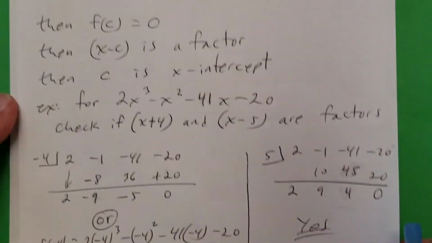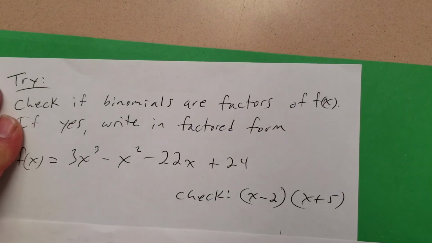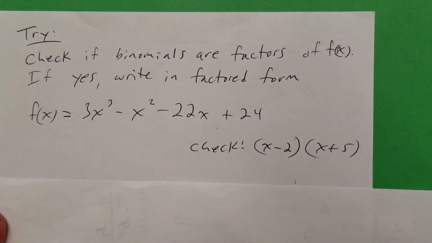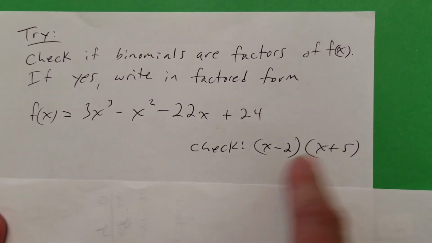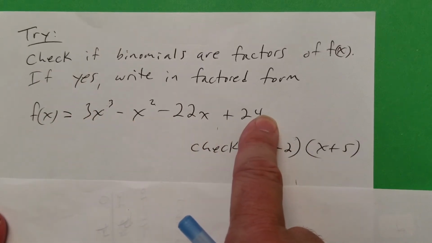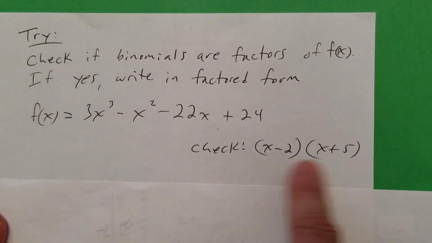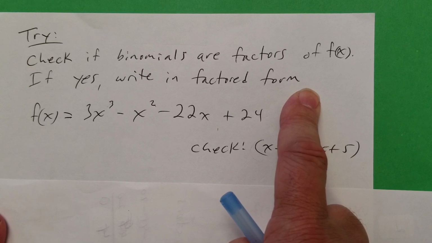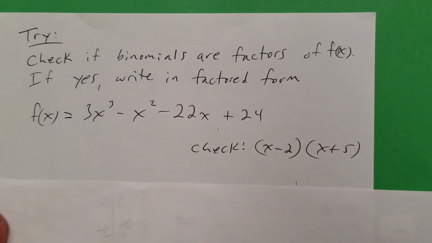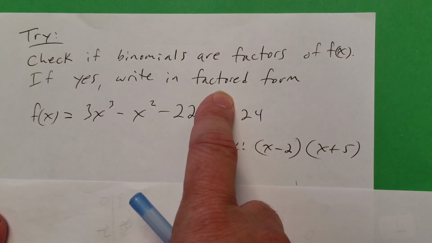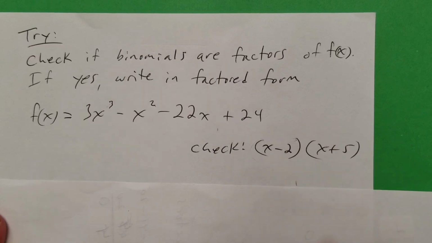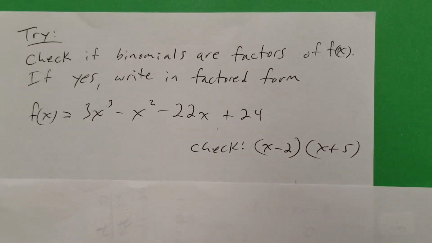That's it. I'll leave you with this to try. Just like I did in the example, do it here. Check if the binomials are factors. Here are the binomials. Are these two factors of this trinomial? There's a couple of ways of checking. It has to do with remainder 0. If yes, write in factored form. We'll talk more about how to write the answer. Just tell me yes or no. Check this, yes or no. Check this, yes or no. Do your best. We'll talk about it in class.